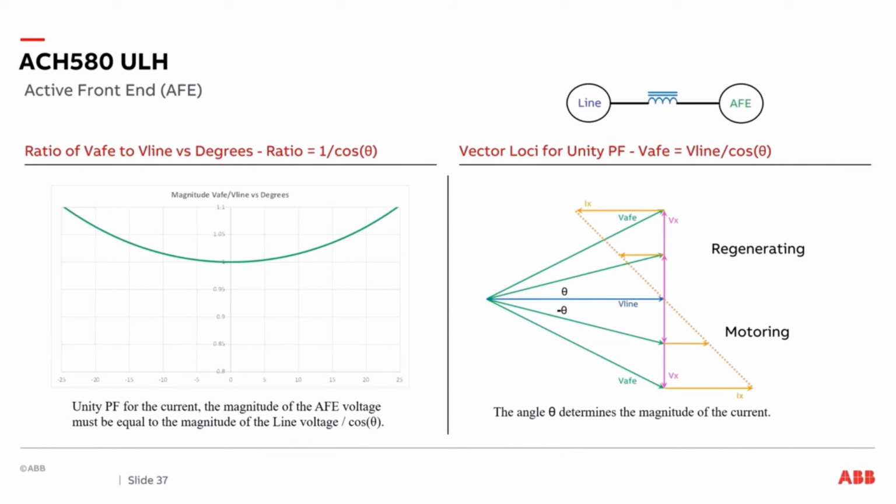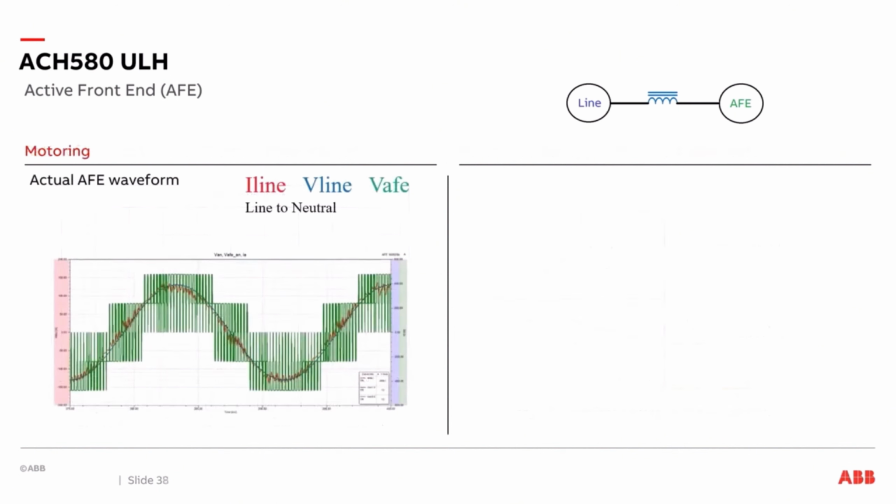Let's take a look at actual active front end waveforms in motoring mode. The line voltage is in blue, the line current is in red, and the active front end voltage is in green. The voltages shown are line to neutral voltages. That's why the active front end waveform appears to be a 3-level pulse width modulated waveform. So when in motoring mode, the active front end voltage lags the line voltage slightly and has the correct magnitude to cause the line current to be in phase with the line voltage, so power flows from the line to the drive.